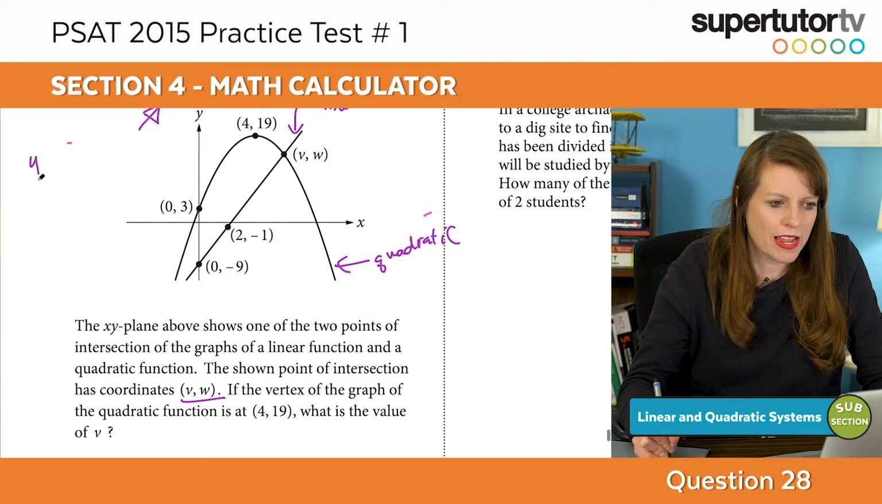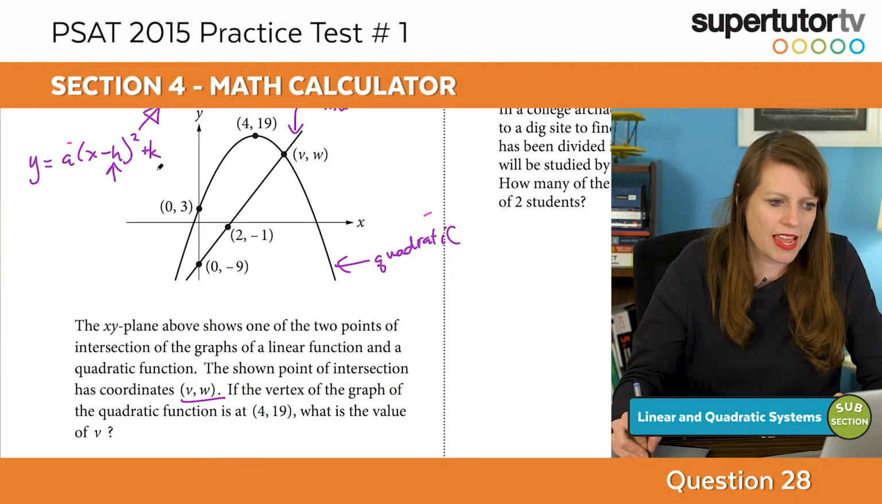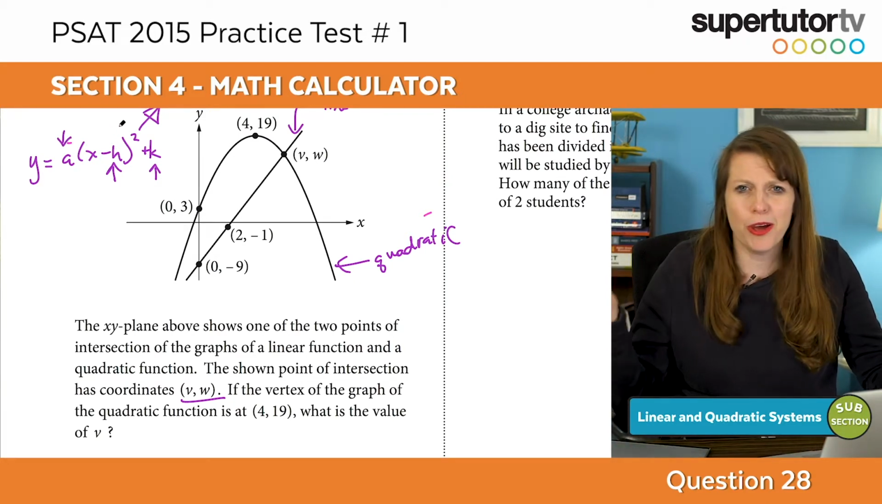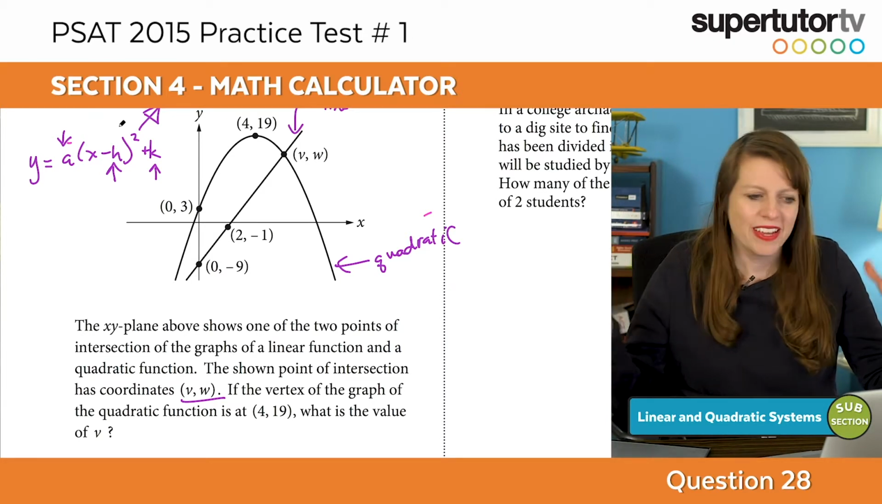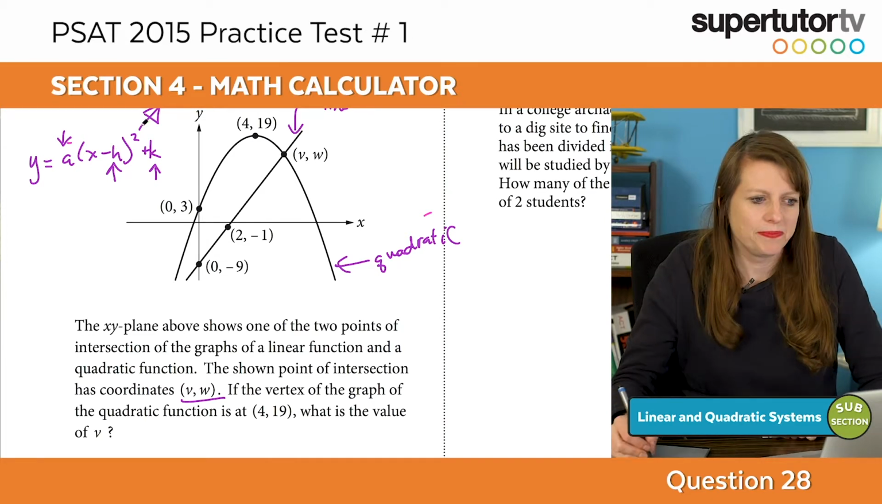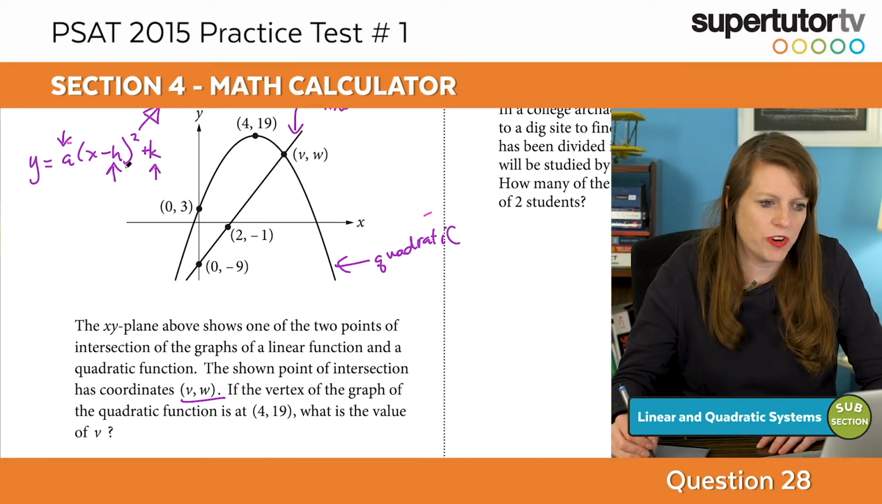Vertex form is y equals a times (x minus h) quantity squared plus k, where h is our horizontal shift to the right, k is our vertical shift up, and a is like a pseudo slope. It basically tells the parabola to get skinnier or wider, and that's about it. Those are our components. So I want to solve for this form using these 2 points, and this is how I do it.